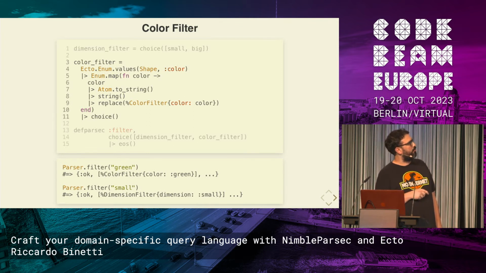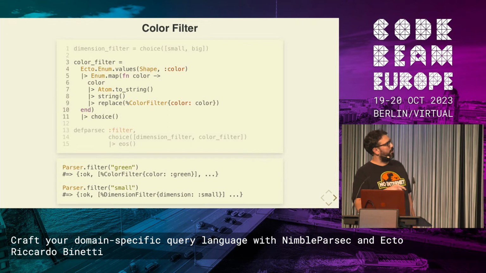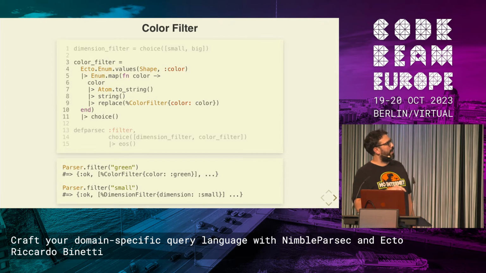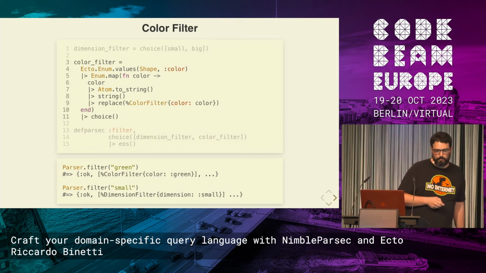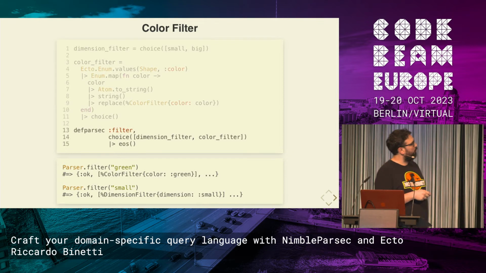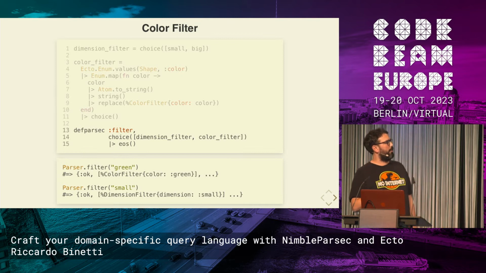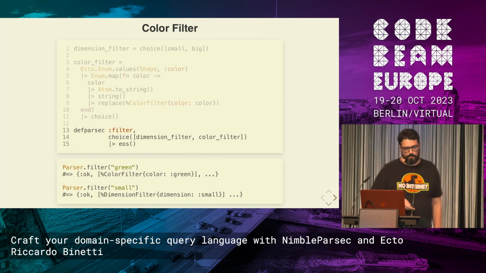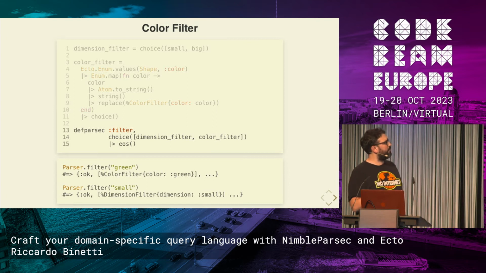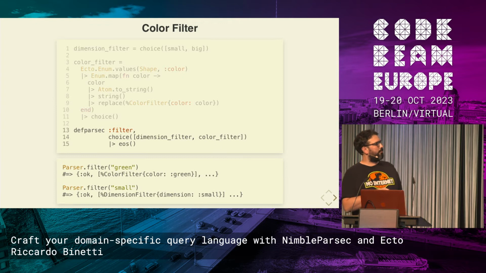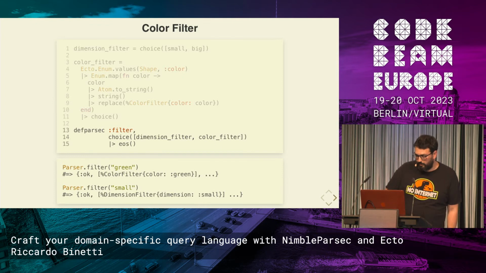Then we pass it into the string combinator. And then for each of them, we replace them with the color filter struct and the correct color. And then we pipe all of that inside the choice combinator. And after that, we are going to define a new parsec called filter, which is going to be either a dimension filter or a color filter. And as you can see from the output, now we are able to parse both color filters and dimension filters.